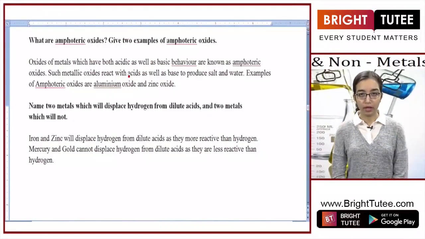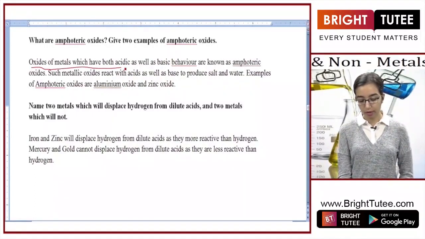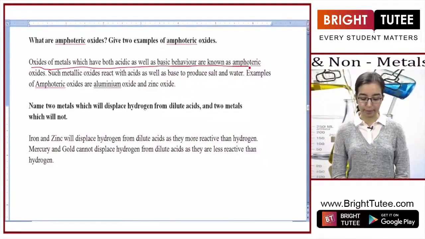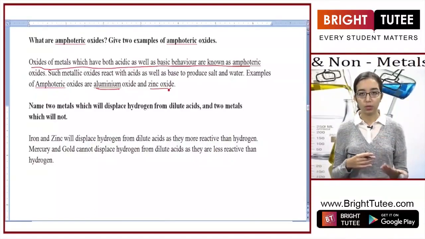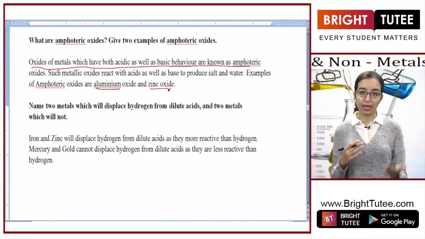What are amphoteric oxides? So we have already studied this. Ampho means 2. So amphoteric oxides means any oxide which shows both behaviors, of an acidic nature and of a basic nature. So oxides of metals which have both acidic as well as basic behavior are known as amphoteric oxides. There are 2 examples: one is aluminium oxide and one is zinc oxide. They react both with acids and bases to form salt. So they have a mixed nature of acid and base.